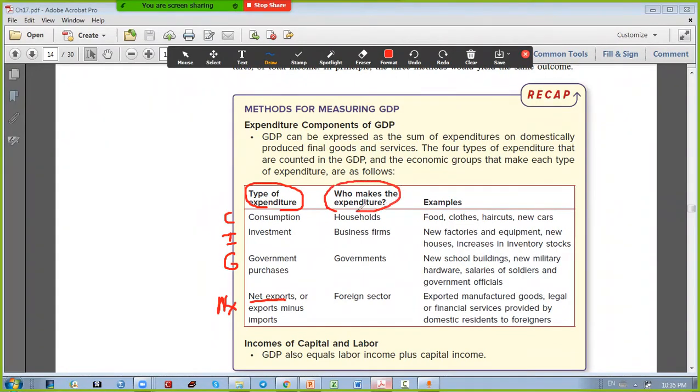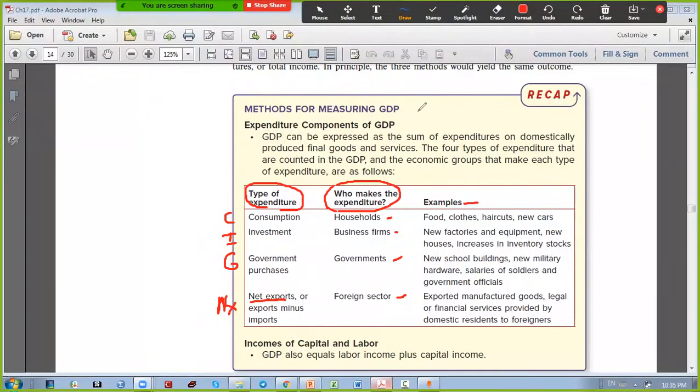Who makes this expenditure? Households, business firms, government, and the foreign sector. We call every one of these agents the economic players, or economic agents, and they do the expenditure. You can see this in your own textbook.